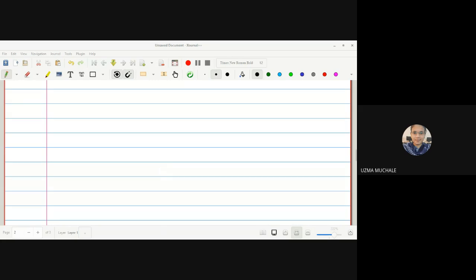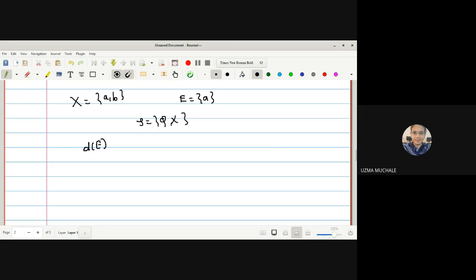Are you getting what the example is? Solve this example and tell me the derived set of E. X has only two elements, a and b, and capital E is equal to singleton A, and tau is the indiscrete topological space. Now let us check what the derived set of E is. I hope you know how to find the derived set of E.